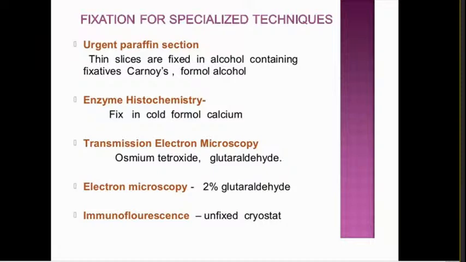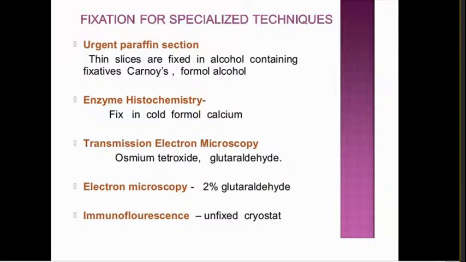Then for enzyme histochemistry studies, we can add the cold formal calcium. Another, for TEM analysis, a very important one, the osmium tetroxide and glutaraldehyde. These two things are added for the fixation of TEM samples. Then for electron microscopy, SEM analysis, 2% glutaraldehyde is added to the sample. Then for immunofluorescence, we no need to fix the cell, but we want to add the fluorescence. Every fixation is very important. We do heat fixation for the microbe. Another is paraffin fixation and the addition of the formal alcohol.